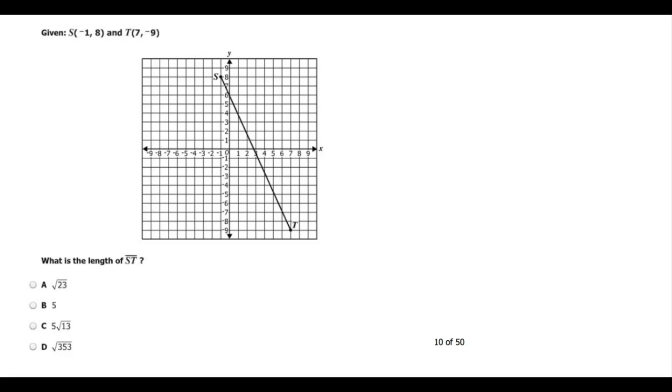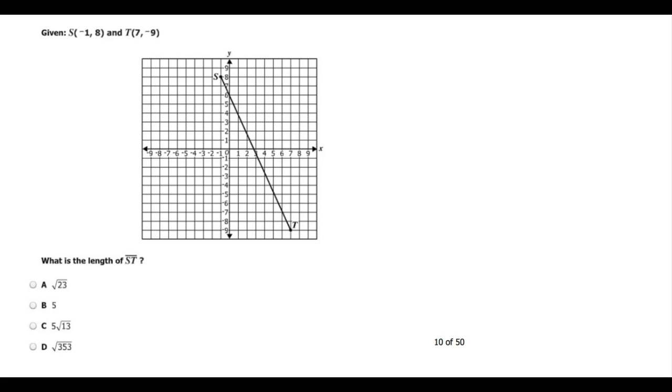All right, this question is number 10 of 50 on the 2014 release Geometry SOL. They're giving you 2 points: S at -1, 8, and point T at 7, -9. They give you the graph of those 2 points and a line connecting them, and they ask, what is the length of ST? There are a couple of different ways we can approach this problem.